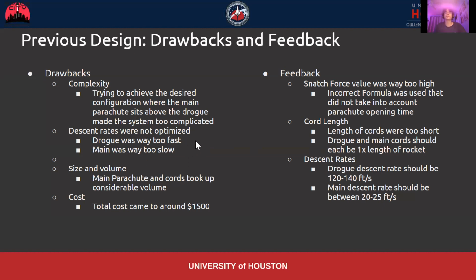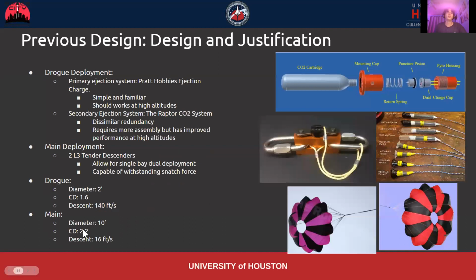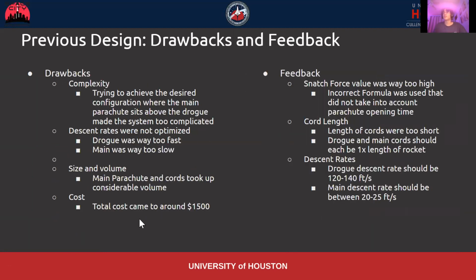And our cost. At the time for this design, the cost of the recovery system was around $1,500. The parachute, the main one here, this parachute itself costs like $625. It was crazy. And the feedback we received for this design was that our snatch force was way too high. Like I said, we used the wrong formula.